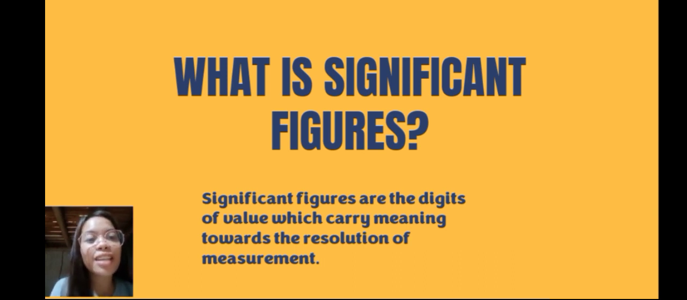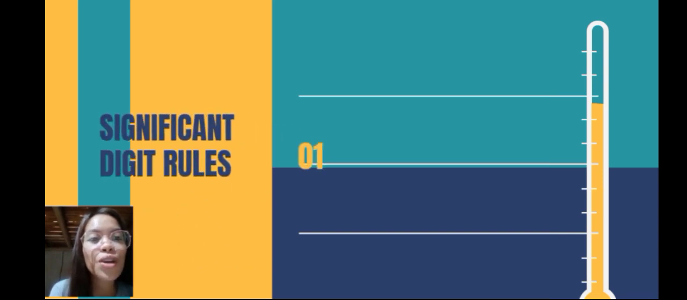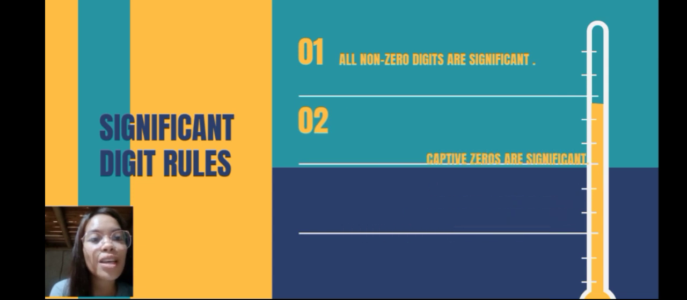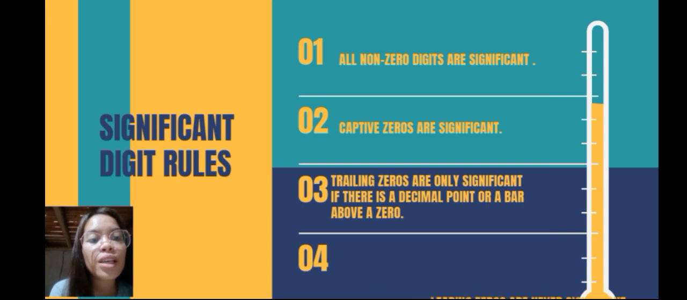In counting significant figures, we have some rules to be followed. Of course, we have here the significant digit rules. First, all non-zero digits are significant. Second, captive zeros are significant. Third, trailing zeros are only significant if there is a decimal point or a bar above a zero. And lastly, the fourth one is leading zeros are never significant.